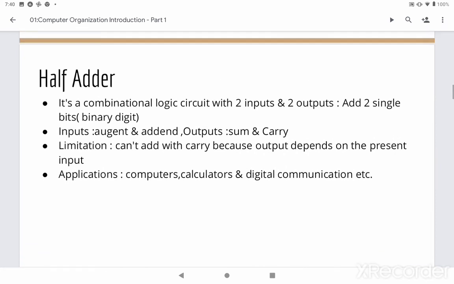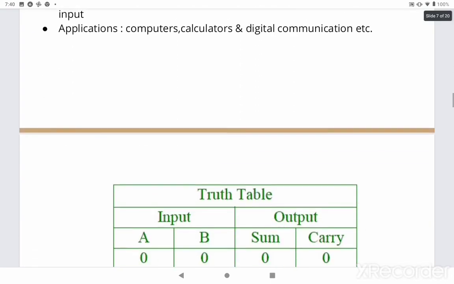So we are going back to our point again. Mainly we have a limitation here. We can't add with carry because output depends on the present input only. Then we have the applications like computers, calculators and digital communication, etc.